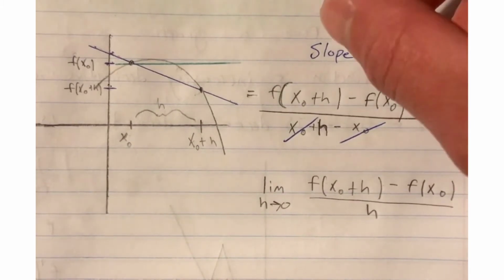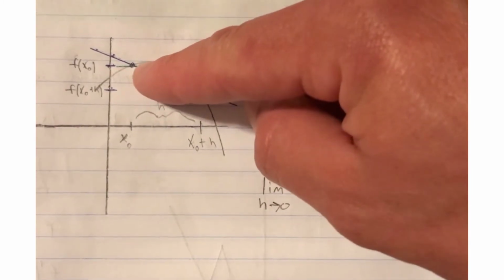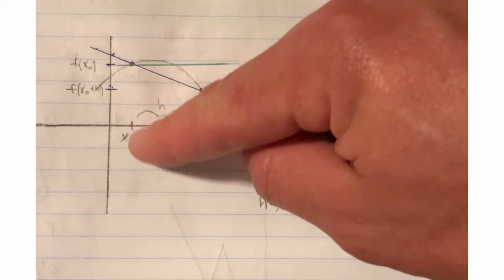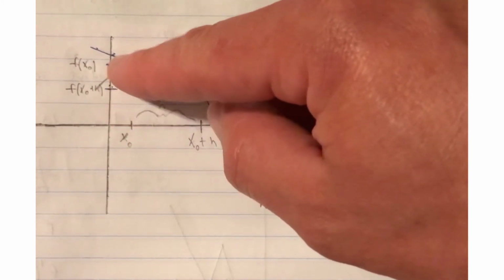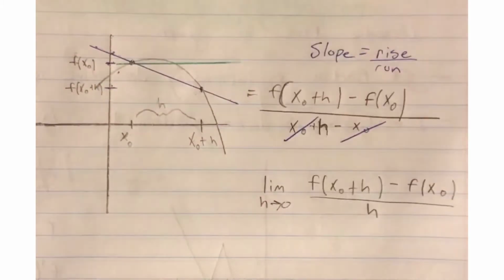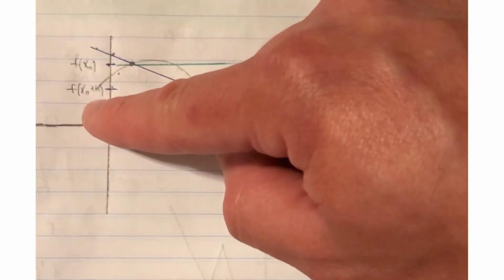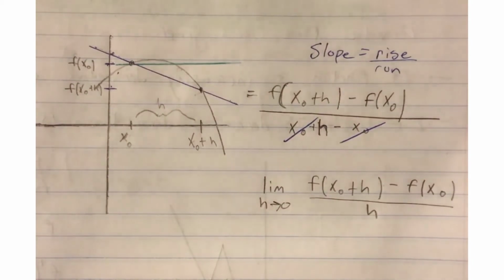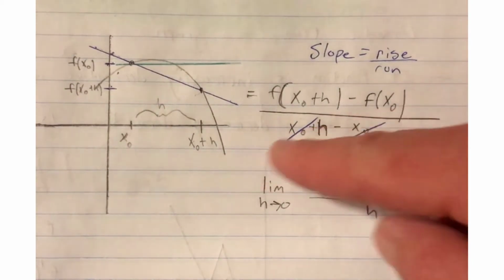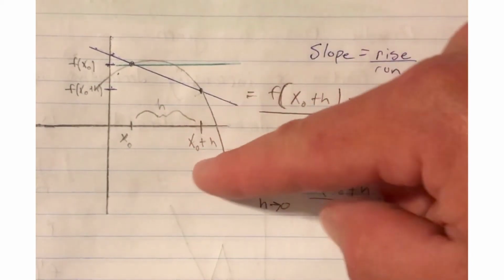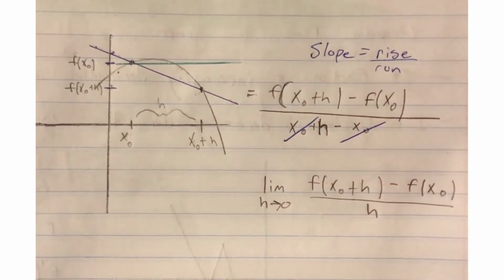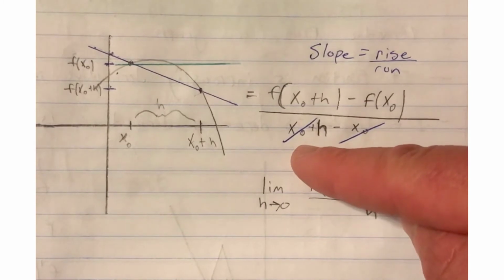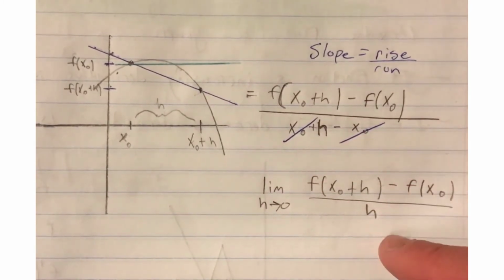The way we'd get that is from this point right here, x sub 0. We would gather the y values, which would be f of x sub 0 plus h minus f of x sub 0. Same with x, which would be the run: x sub 0 plus h minus x sub 0. Those x sub 0 values would cancel, leaving just h.